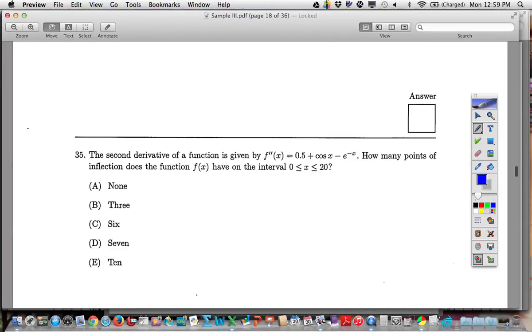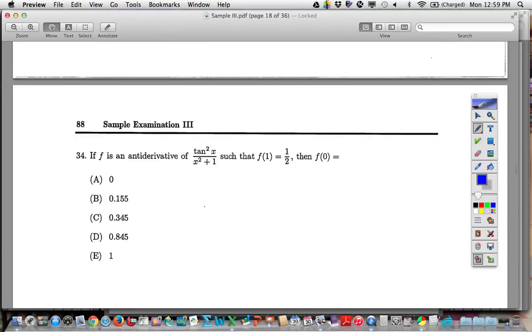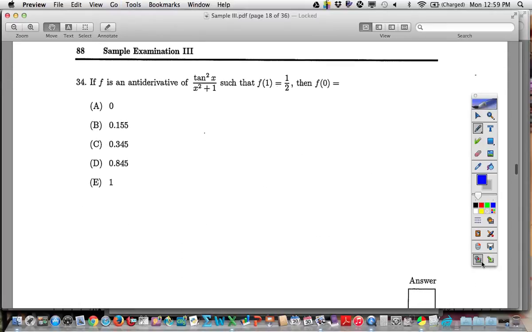All right, let's talk about 34, because that kind of leads me into something I want to talk about when it comes to the free response questions anyway.